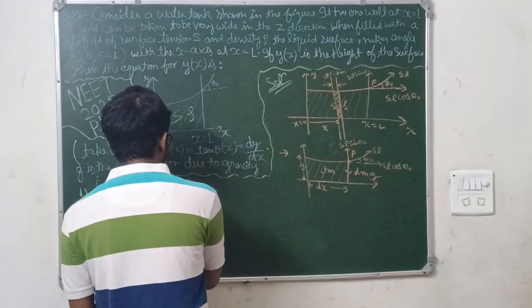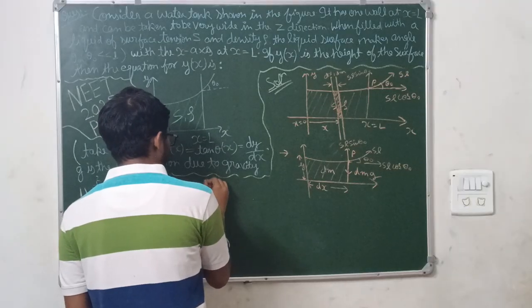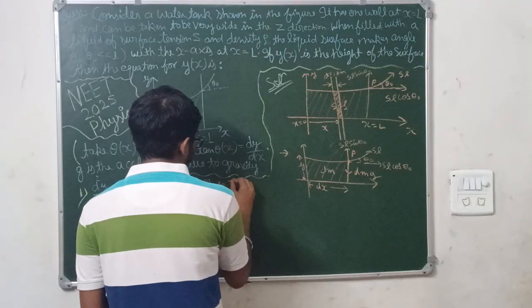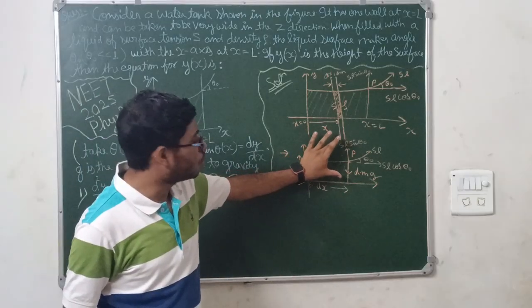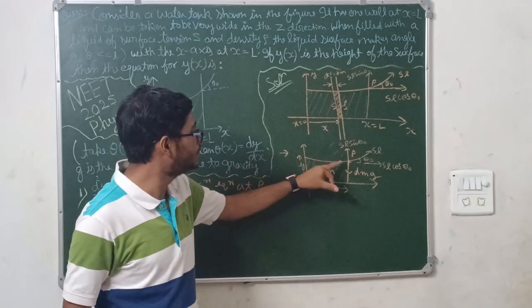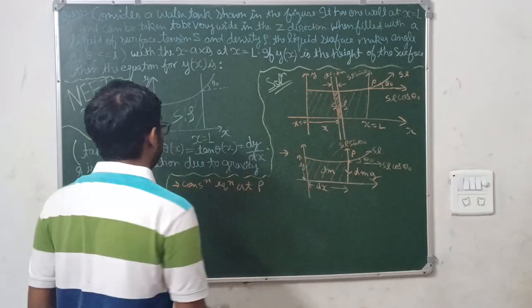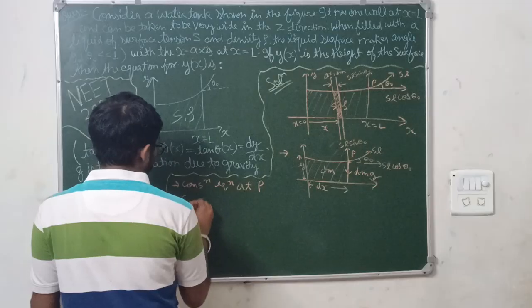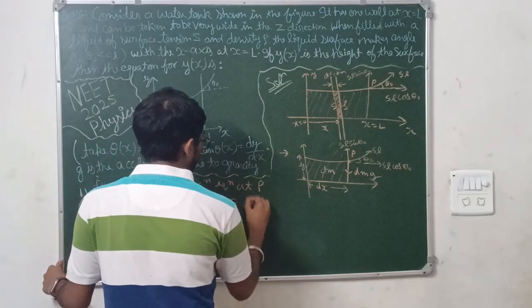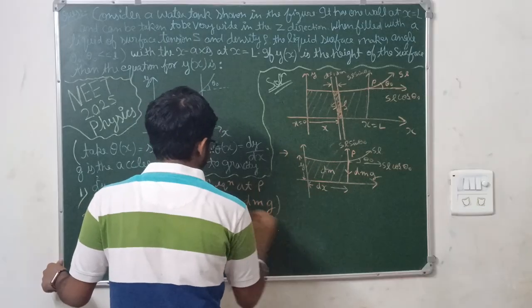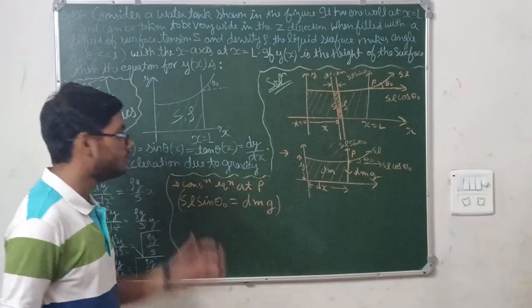Now considering equilibrium at P, what would be the total acting force here? Net force would be 0. SL sin theta naught is equal to dm into g. This is the final equation.